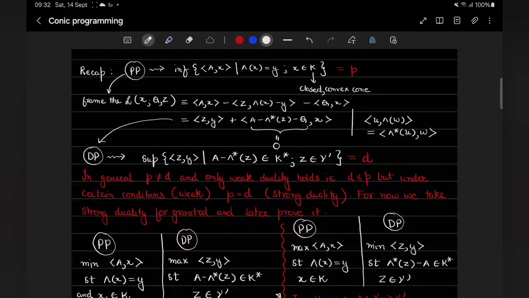So let's first recap what we know about the primal and the dual problem. We have the primal problem, which is an optimization of this kind of an inner product under the constraint that the linear map gives the output y and x belongs to K. So x belongs to a closed convex cone here. This optimization will give a value p, which is the output of the primal problem.